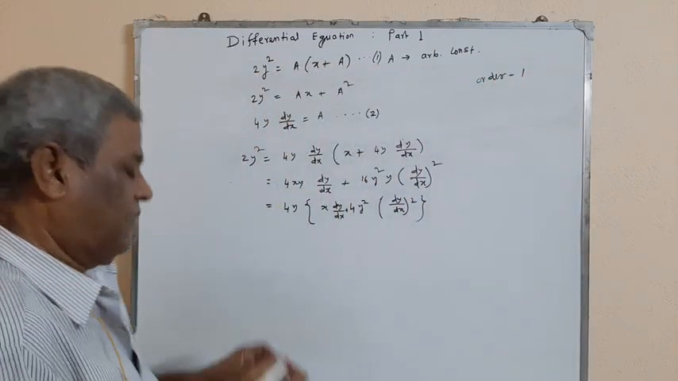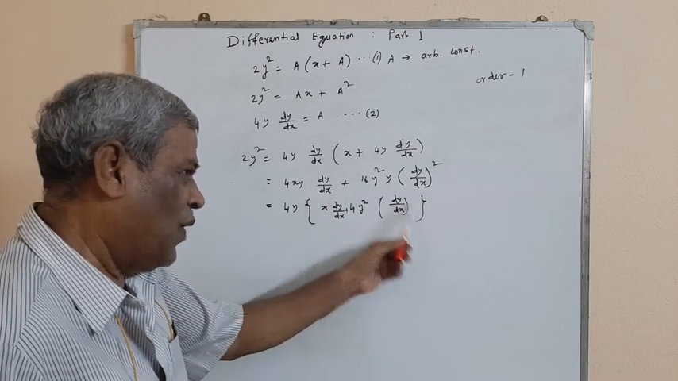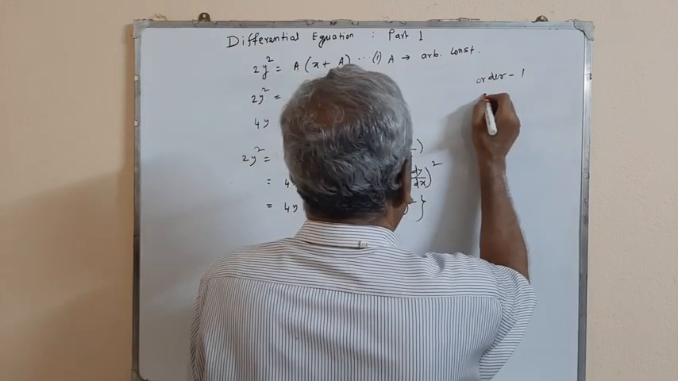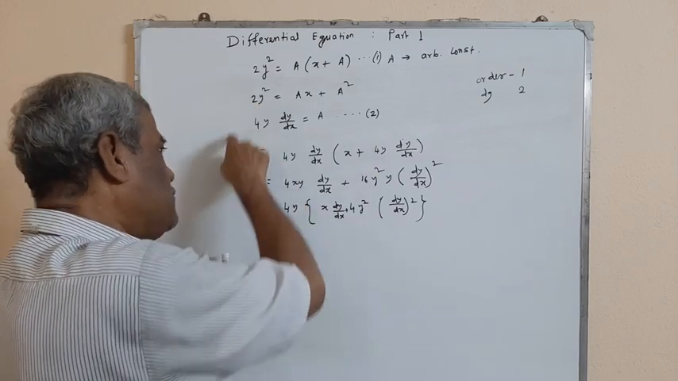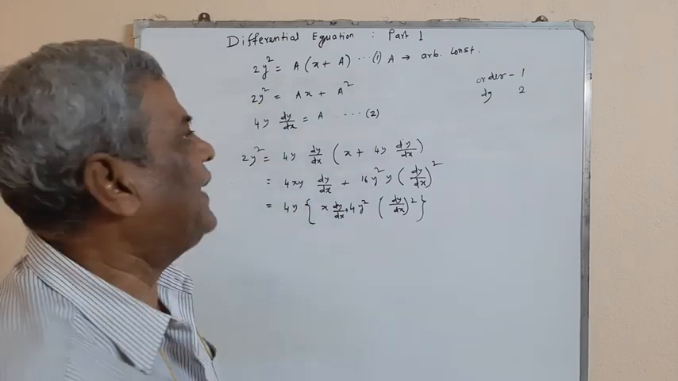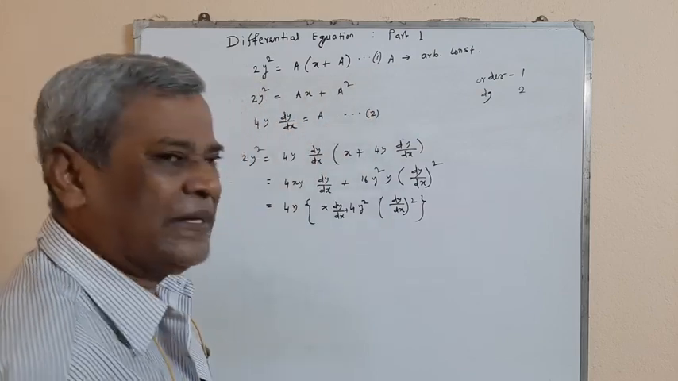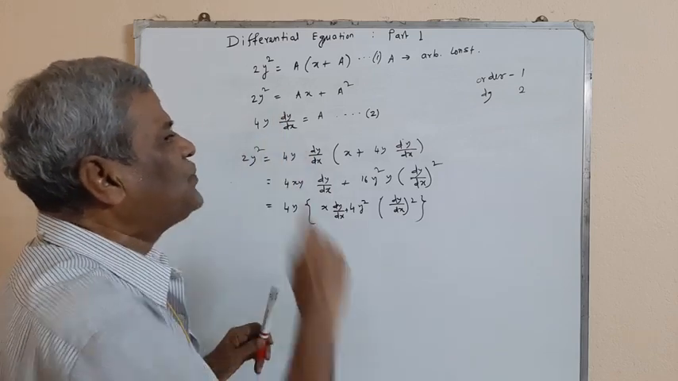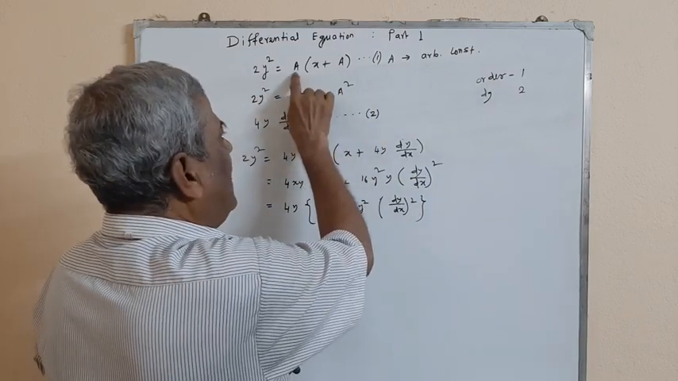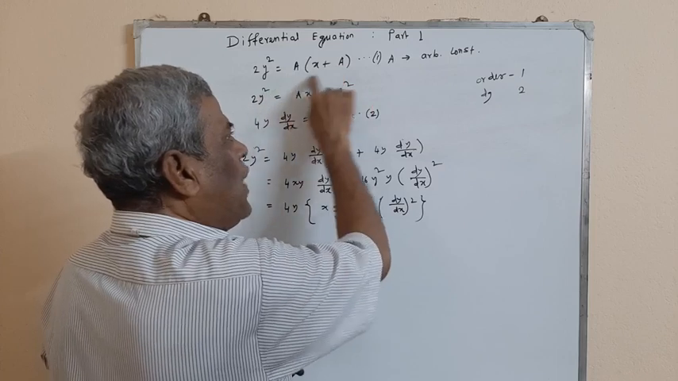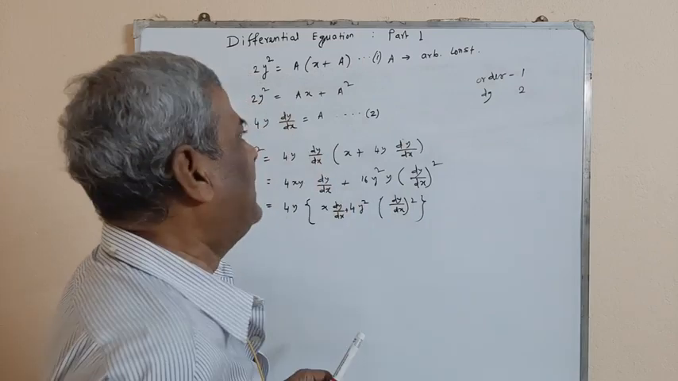And then degree: the derivative is dy/dx, its highest power is 2. So degree is 2. Without calculation, we can say directly from this relation what the order and degree are, because one unknown is there, so its order will be 1. That's all. Always it's one unknown, it is also a, so one unknown is present. So the order is always 1.